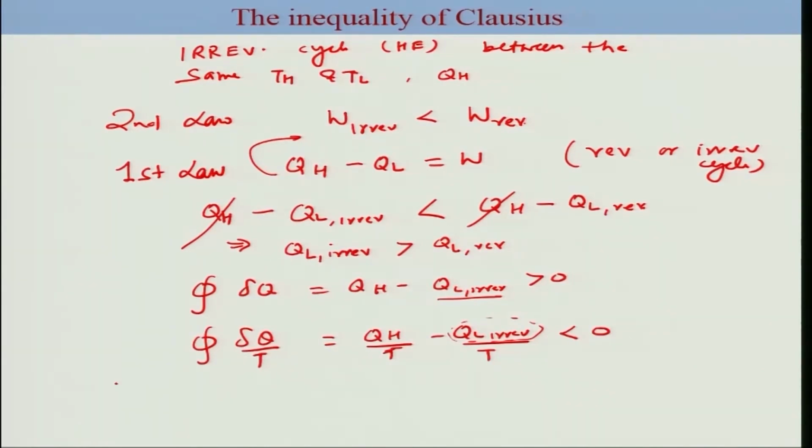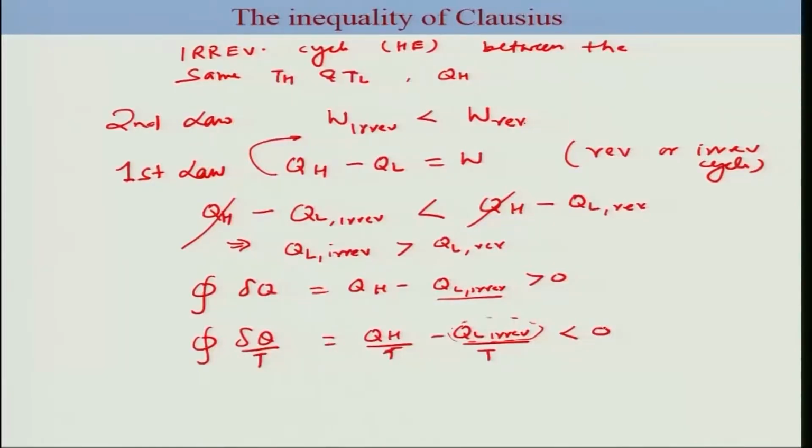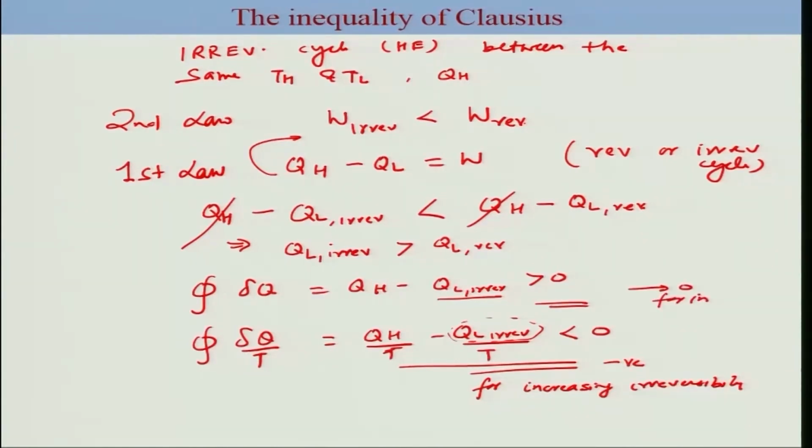Now if you have a system where the irreversibility can be increased, for example due to a finite temperature difference between the system and surroundings, or frictional loss, then with more irreversibility this term will become more negative. And what about this term? With more irreversibility, this will approach 0 for increasing irreversibility.